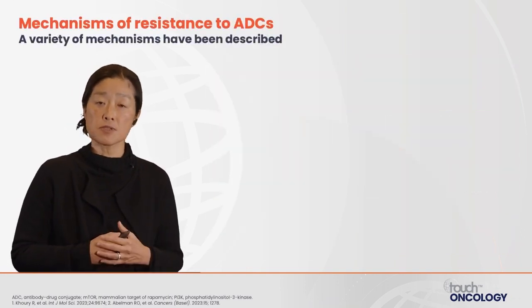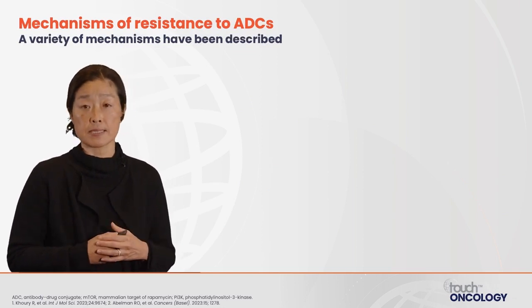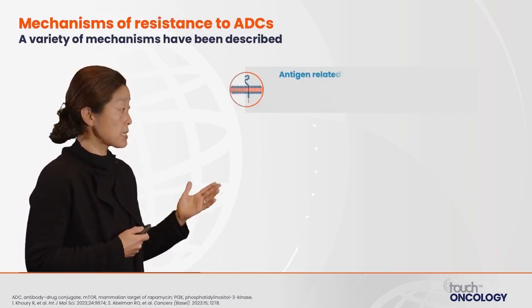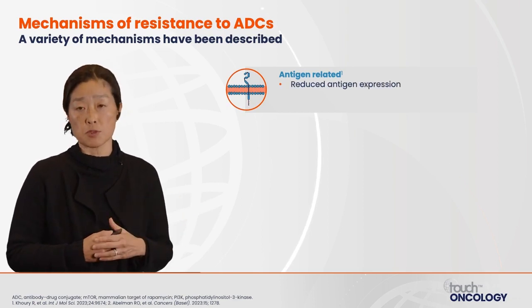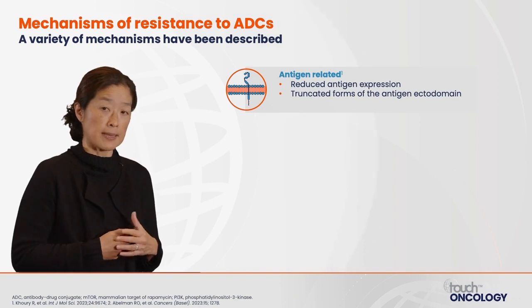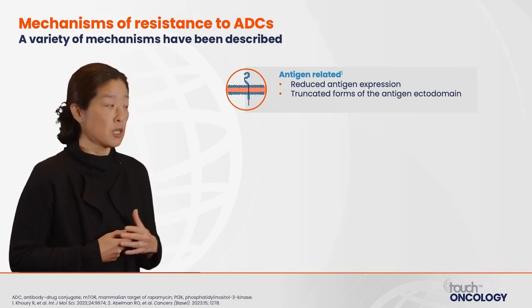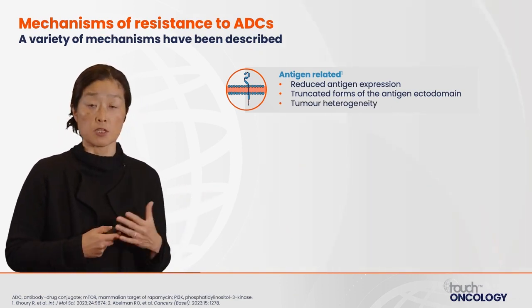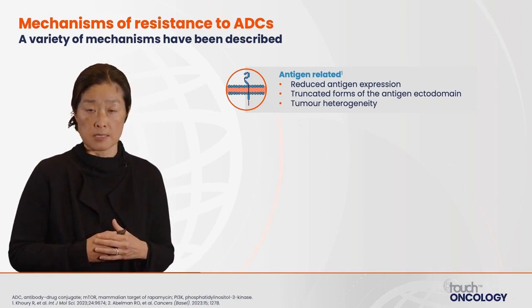So what are the mechanisms of resistance to ADCs? A variety of mechanisms have been described. Some of these may be related to the antigen. There may be reduced antigen expression on the cancer cell surface. There may be a truncated form of the antigen ectodomain that limits the ability of the ADC to bind. Tumor heterogeneity in terms of the expression of the antigen may affect resistance as well.